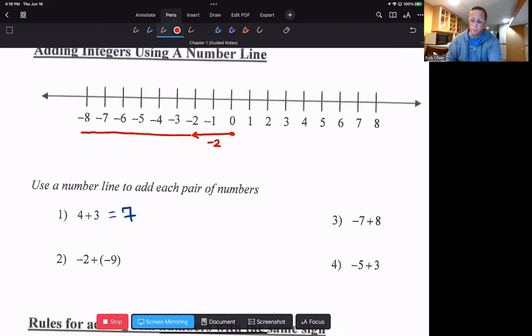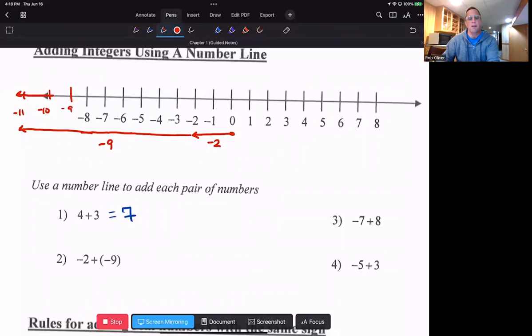And then I run out of spaces on here, so I'm going to add some more: -9, -10, and -11. So I would expect -9 to go that far. It was essential that we extended the number line to -11, because otherwise we wouldn't be able to fit -9 on there. But yeah, -2 plus -9 is -11.